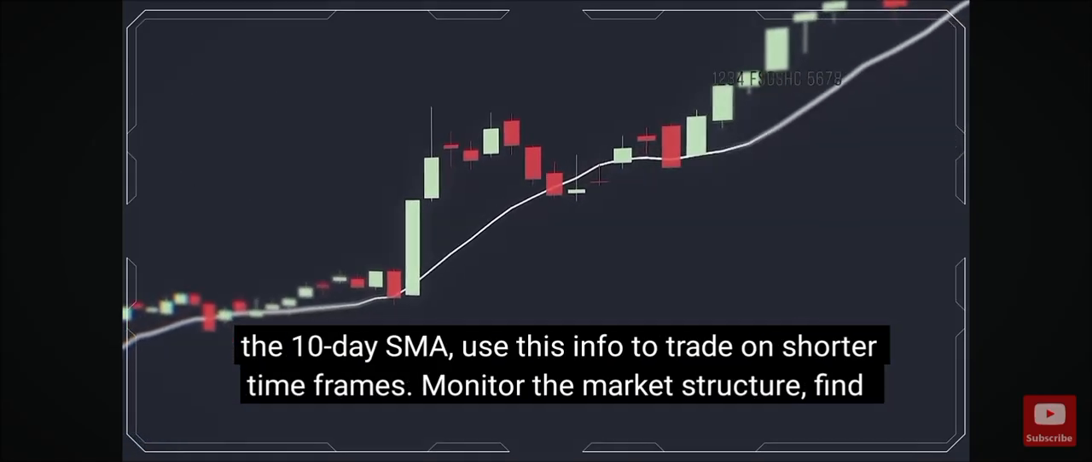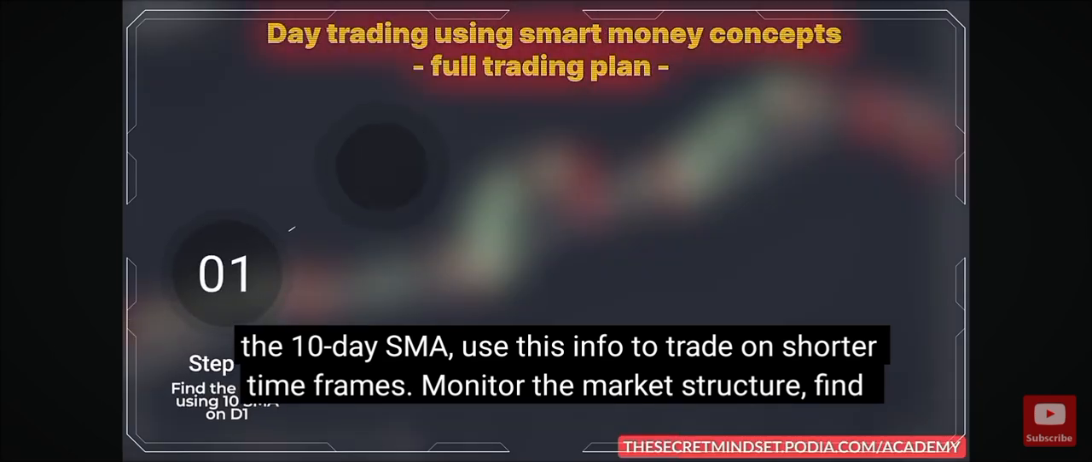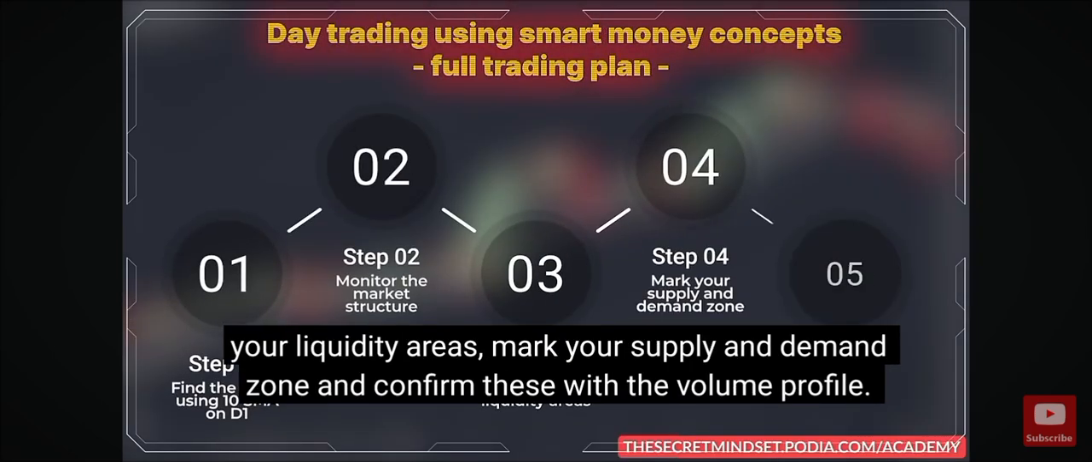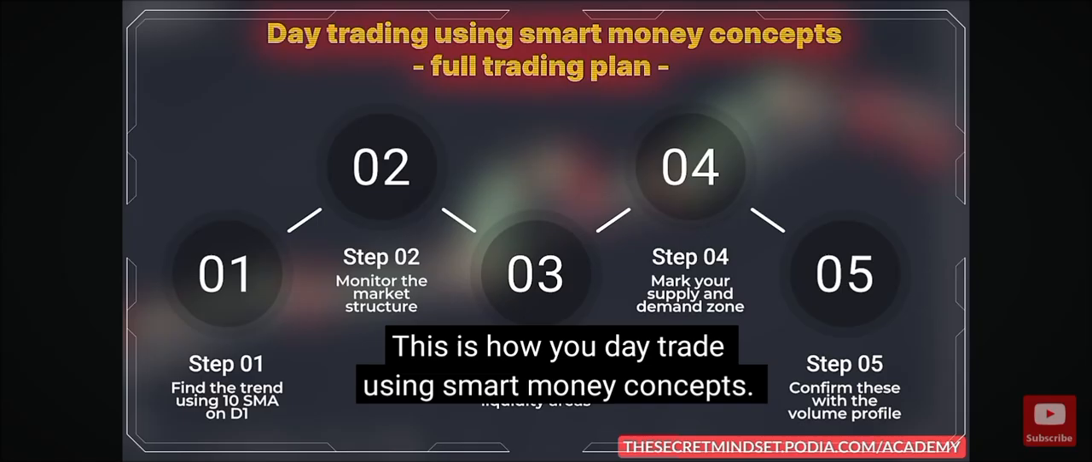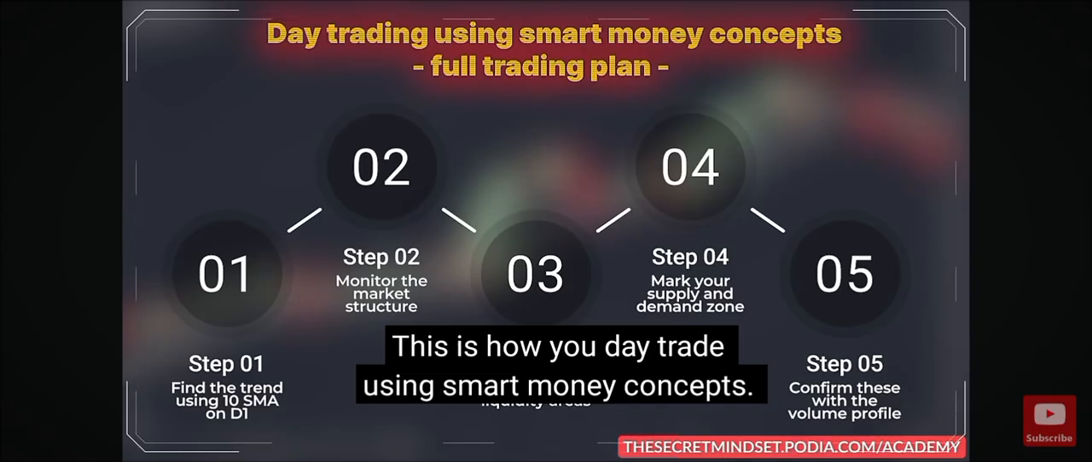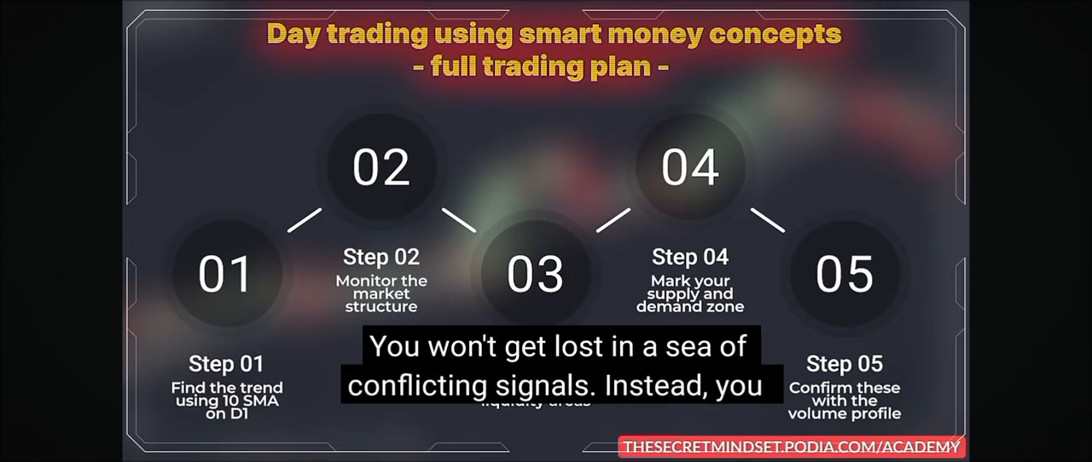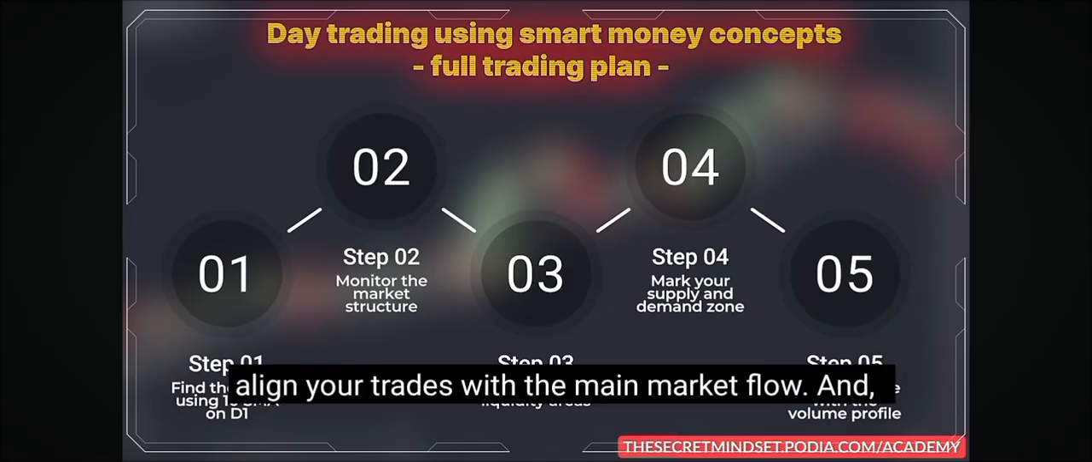Monitor the market structure. Find your liquidity areas. Mark your supply and demand zone and confirm this with the volume profile. This way you dodge false signals and choppy price action. You only trade with the bigger trend. This is how you day trade using smart money concepts. You won't get lost in a sea of conflicting signals. You align your trades with the main market flow.